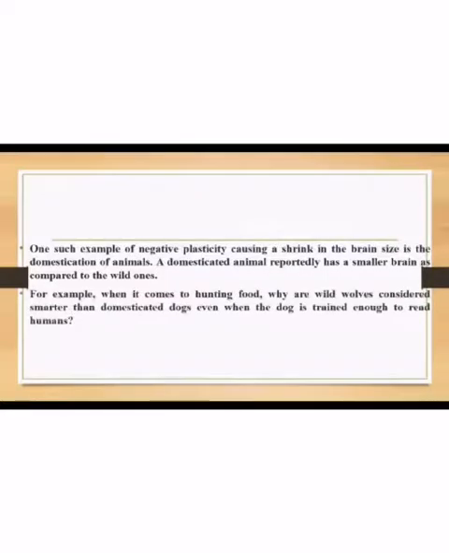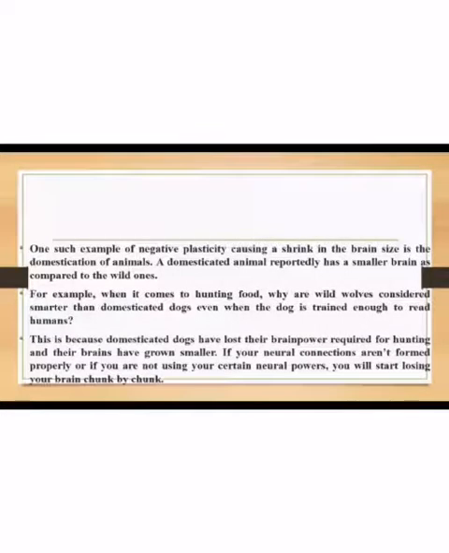One such example of negative plasticity causing a shrink in brain size is the domestication of animals. A domesticated animal reportedly has a smaller brain as compared to the wild ones. For example, when it comes to hunting food, why are wild wolves considered smarter than domesticated dogs, even when the dog is trained enough to read humans? This is because domesticated dogs have lost the brain power required for hunting, and their brains have grown smaller.